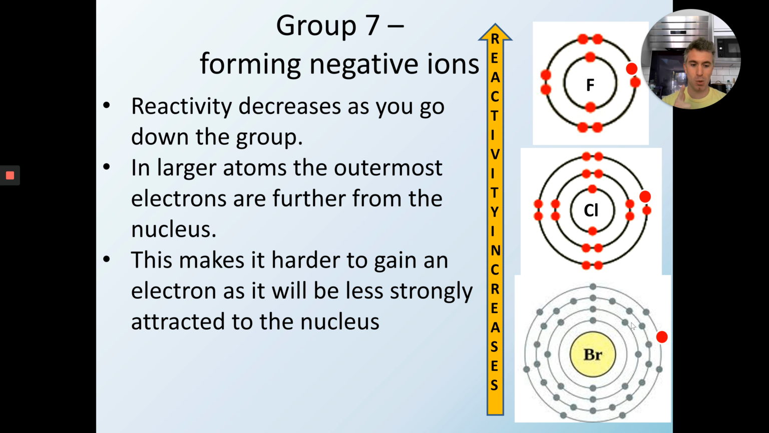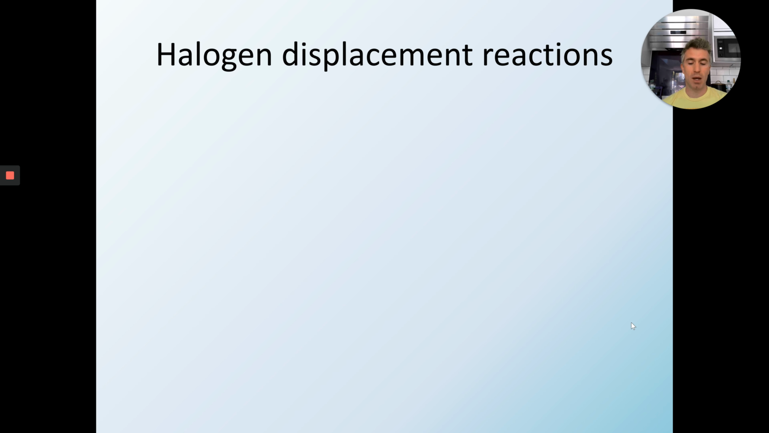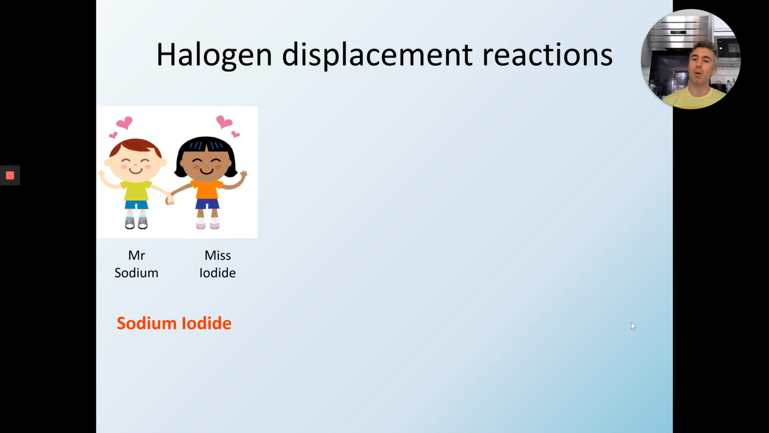PowerPoint animation. Boom. Okay, so the whole point of this is displacement reactions. So we start off with a metal and a non-metal. What type of bond is this? Yes, ionic. Well done, thank you. Mr. Sodium and Miss Iodide. What a lovely couple. Mr. Sodium, quite a reactive metal. Miss Iodine, not so reactive.